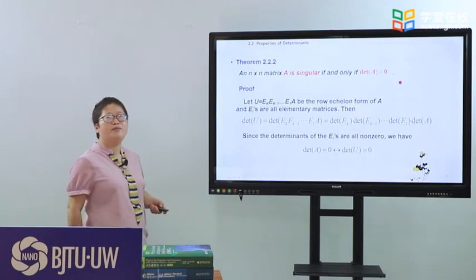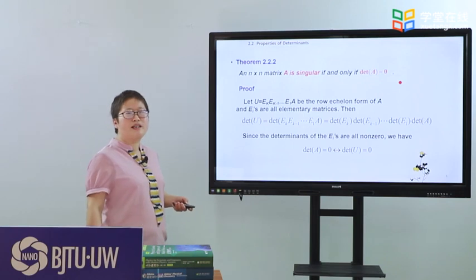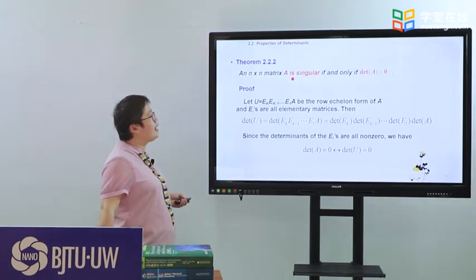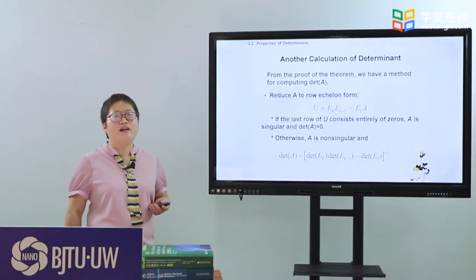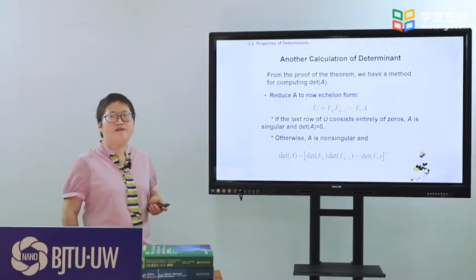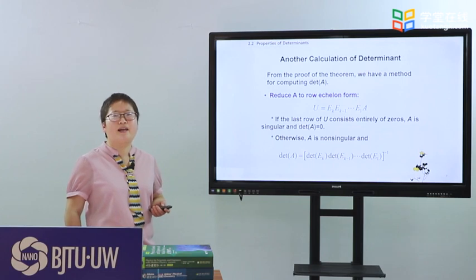Okay, so we prove both directions. So an n by n matrix A is singular if and only if determinant of A equals 0. And also we can see that an n by n matrix A is non-singular if and only if determinant of A does not equal 0. And after we learn the effects of operations on the determinants, we can have another way of calculating the determinant.